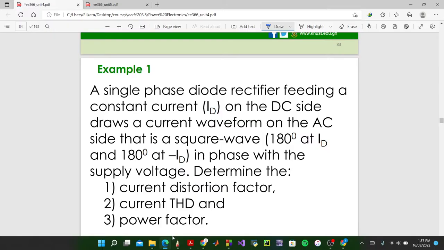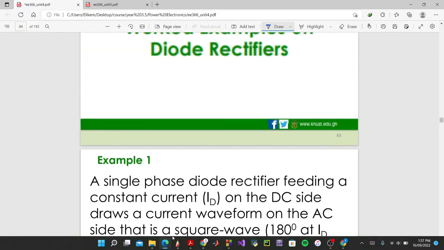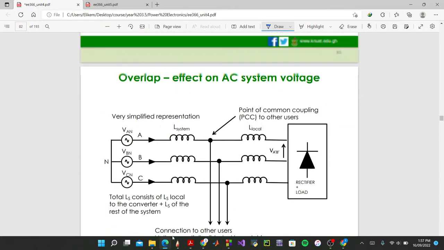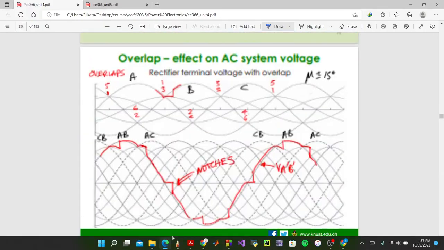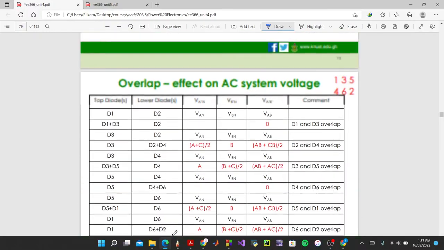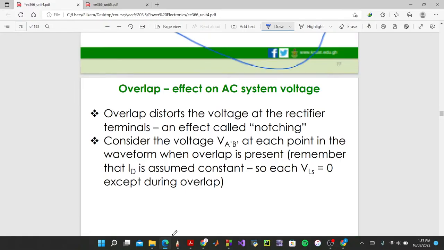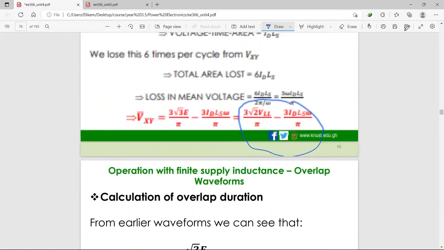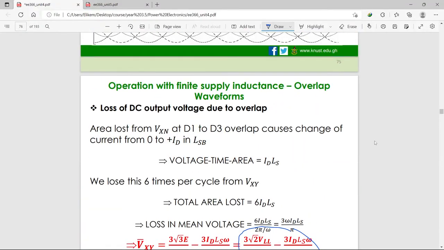So we are going to solve some examples, okay? I'm checking the example we saw in the last video. So kindly stay with me. We've seen this formula here, we've seen all these things. So kindly take time to read the effect of overlap. The effect of overlap, we saw this formula here already. We've seen this equation due to overlap already.